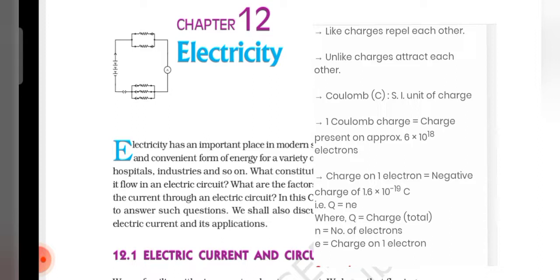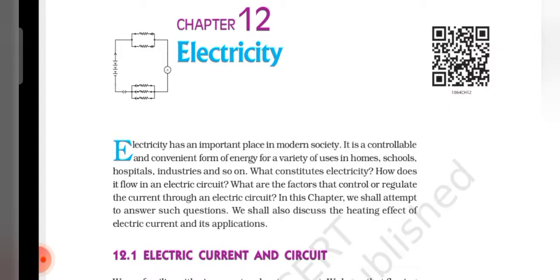The SI unit of charge is Coulomb, which is denoted by capital C, and 1 Coulomb is equal to the charge present on approximately 6 into 10 to the power 18 electrons. So 1 Coulomb charge is equal to 6 into 10 to the power 18 electrons. The charge on 1 electron is 1.6 into 10 to the power minus 19 Coulomb. So this is the data which you should remember, because in numericals it will be easy for you all. So now I hope charge is clear, and now we'll move further.